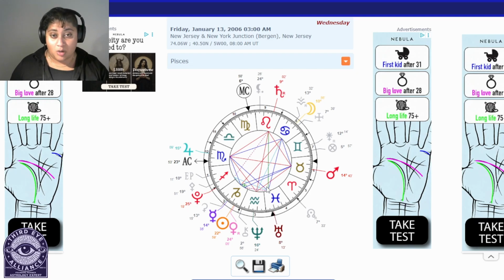Do I recommend going to an astrologer if you want to get a reading? Yeah. But if this is something you're interested in and you want to do your own research, this is a great place to start. All right.